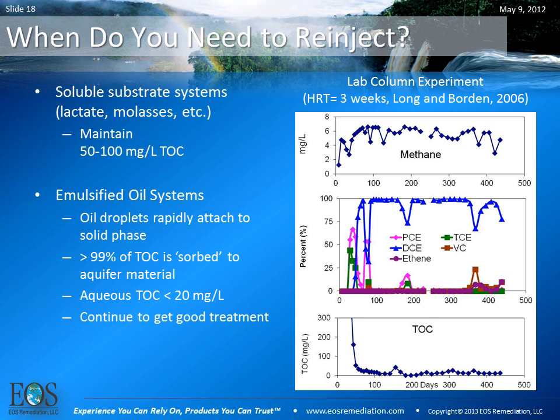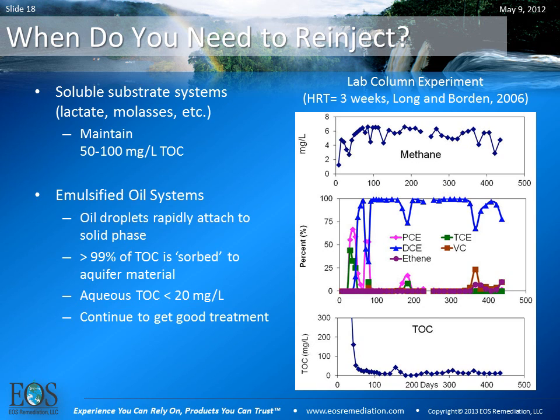And you can see here in the lab column experiment that was done in Dr. Borden's lab that the first thing you want to make sure of is that you're still producing methane. That gives you your first indication that you have fermentation occurring. The second thing you can look at, if you drop down to the third graph, is your TOC. As you would expect, there's a huge spike in TOC after your injection, and it rapidly drops off as it's distributed away from your injection well, and then you end up with some sort of steady state TOC concentration. In this graph, that ranges from 20 to 40 milligrams per liter.